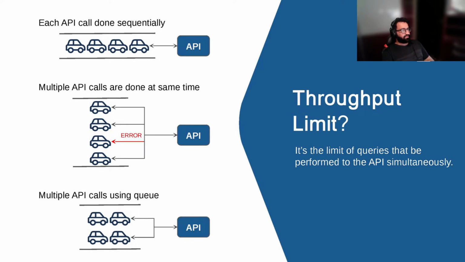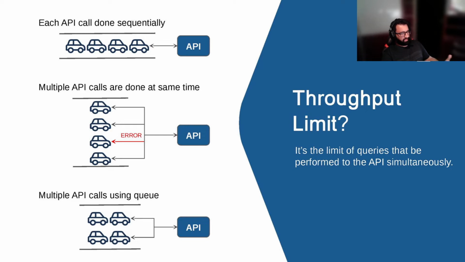The second example is that you perform multiple API calls all at the same time. In this example you have just four, but you only see this problem if you are doing something like 1,000 requests at the same time. You can see in this example that three requests had no error, but you see an error in one of them. And this is what I'm talking about, this limit.